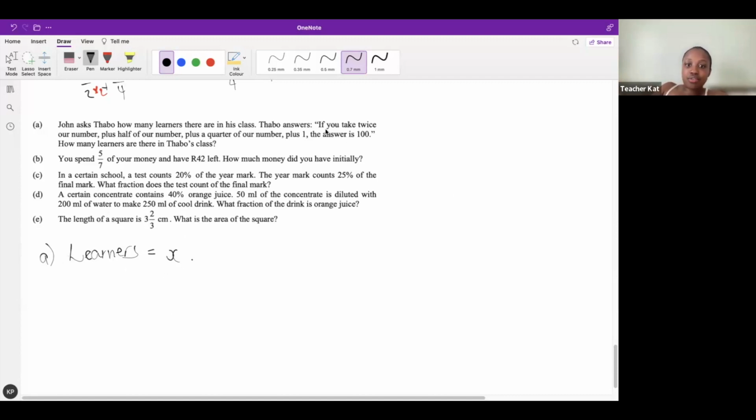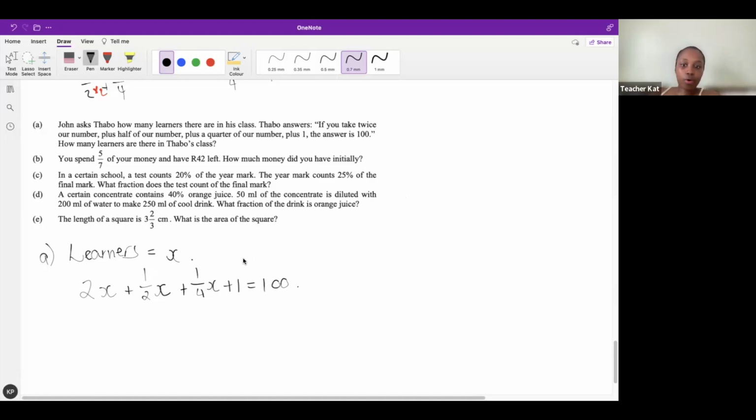So he says, if you take twice our number, so 2 times X, plus half our number, so a half times X, plus a quarter of our number, so a quarter times X, plus 1, the answer will be 100. So far, are we all with me? Thumbs up, thumbs down, before I confuse us further. If you're lost, let me know quickly now so that I can find you before we continue. I only have 3 thumbs ups out of 29.